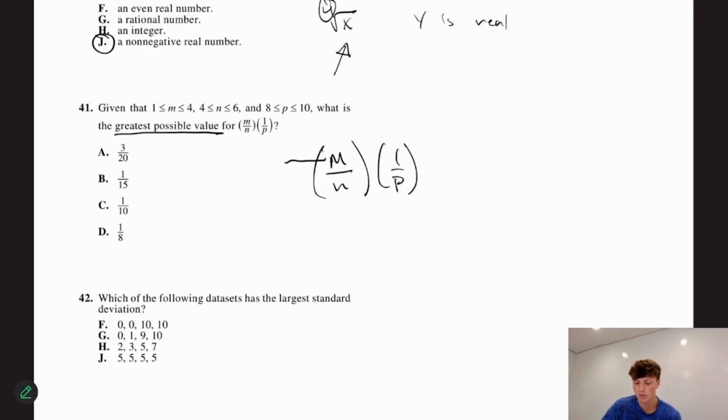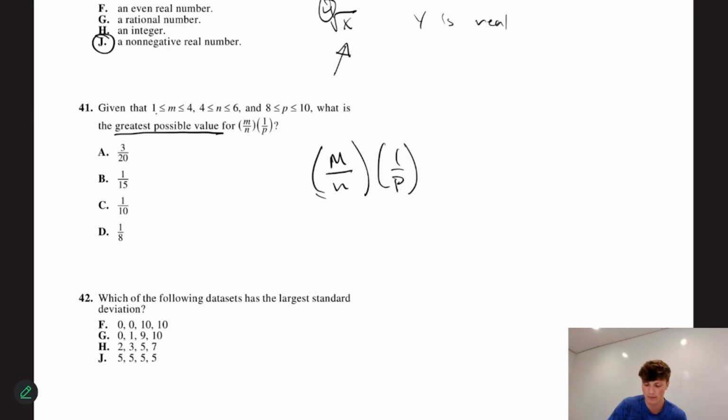Because m is in the numerator here. So as we increase m, if m is 100 instead of 50, our total value just went up by a factor of 2, going from 50 to 100. Okay, so we have a discussion here about which of these numbers maximizes m?